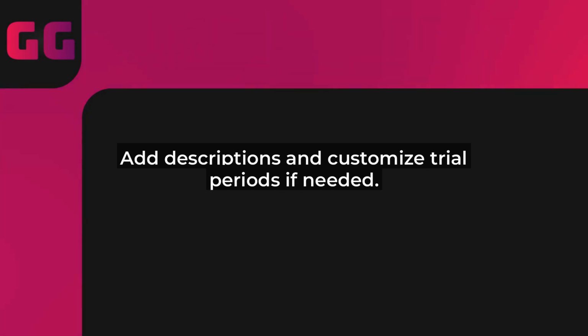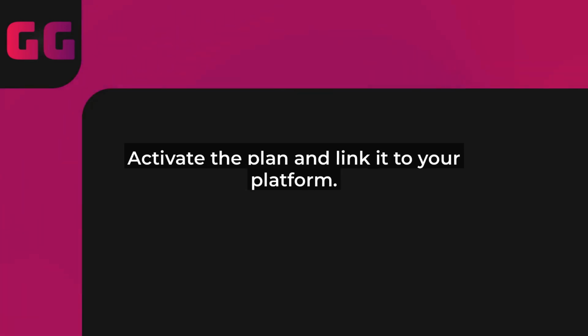Don't forget to add a description so your customers know exactly what they're paying for. You can also customize things like trial periods if you're offering a free month upfront, or set up limits on how many payments can be made. Once everything looks good, hit Save, and then activate the plan. PayPal will guide you through confirming the setup, and you might need to link it to your website or app if that's how you're collecting payments.